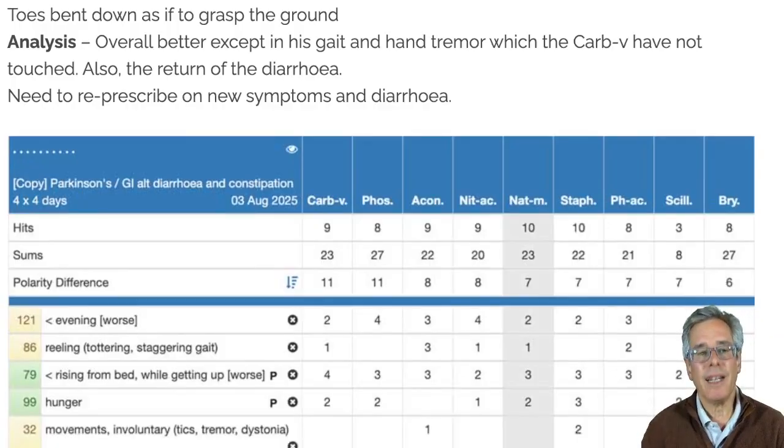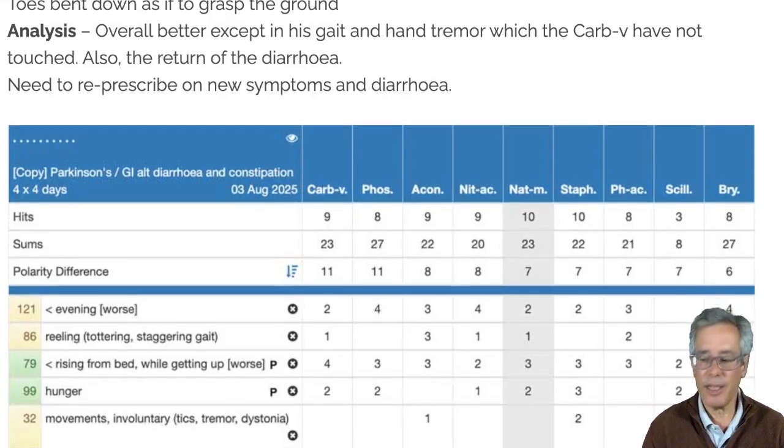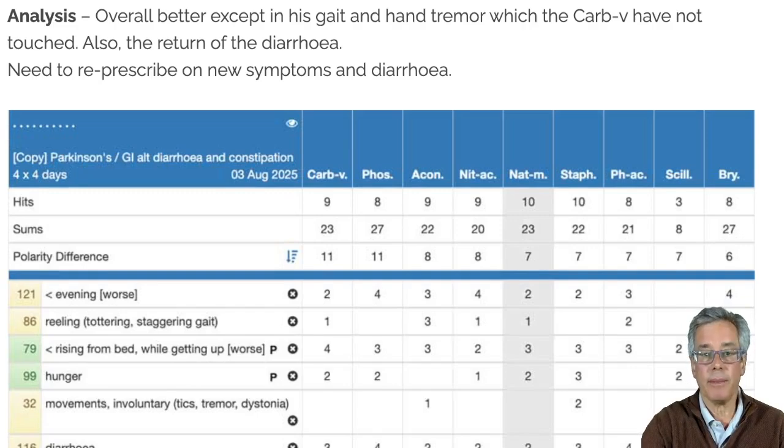So in analyzing, we wanted to see, well, what's better, what's not? As I had hoped, his digestive system was improved, except for the return of the diarrhea. So he'd already taken the carbo-veg, but we now know that carbo-veg is a remedy that affects his digestive system positively, but is not affecting his other Parkinson's symptoms, the bladder, the bowels, and his gait, or tremor. And so far, he's very happy, extremely happy to not have the nausea and the heartburn and the reflux.